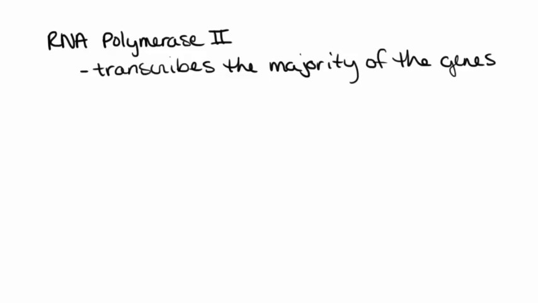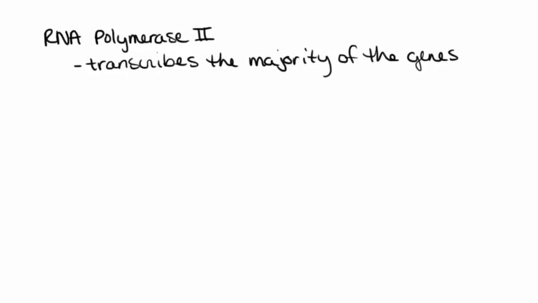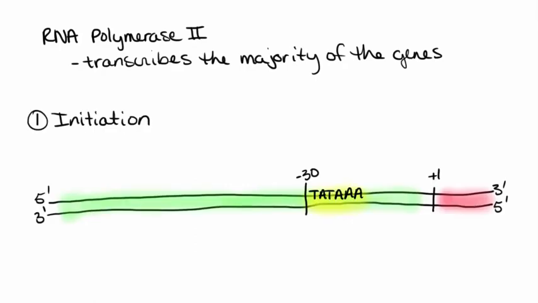RNA polymerase II is responsible for transcribing the majority of the genes that we have inside a eukaryotic organism. So because of this, we're going to focus primarily on what the promoters for RNA polymerase II look like and just the overall process with RNA polymerase II. Eukaryotic transcription is going to begin with initiation, just like we have with prokaryotic transcription.